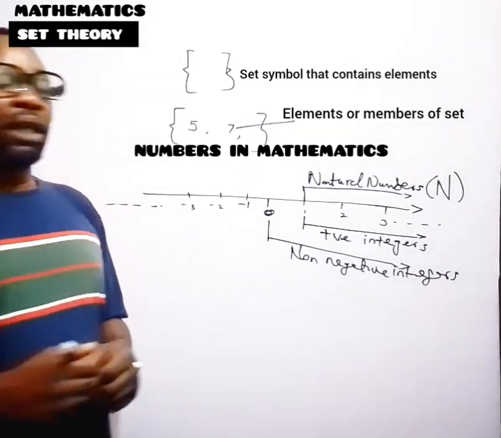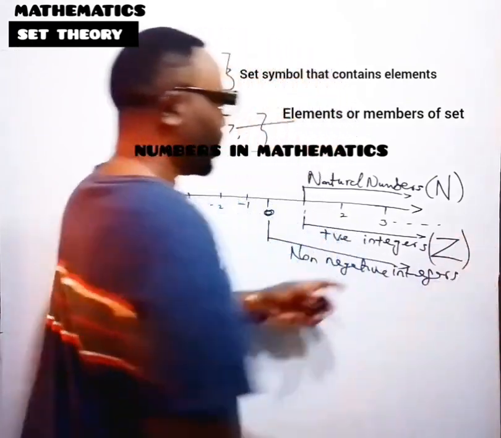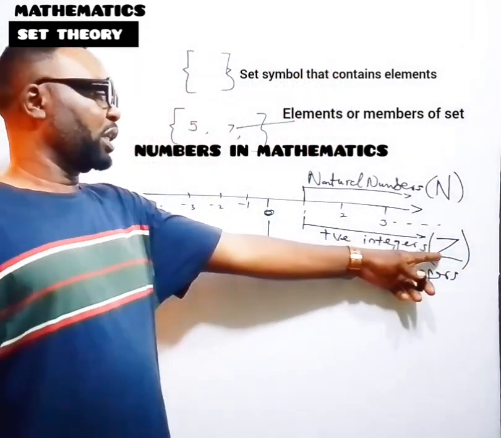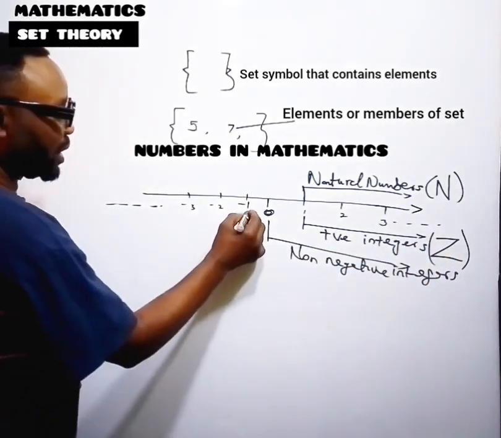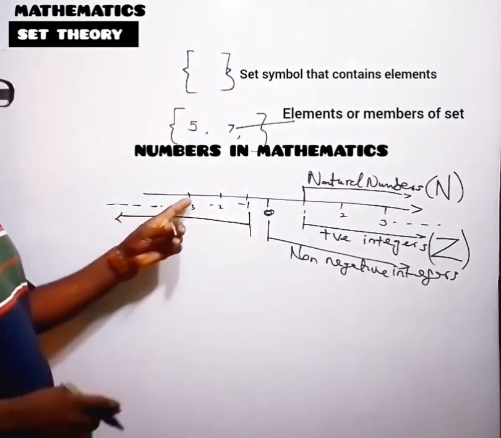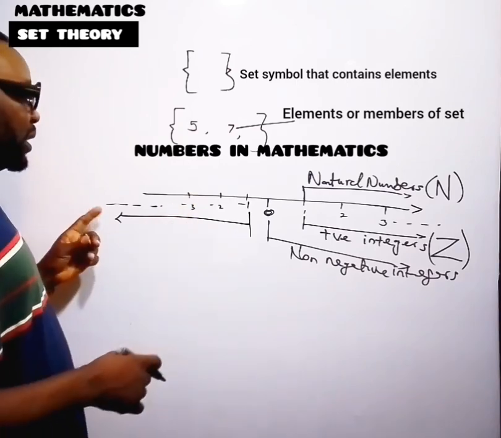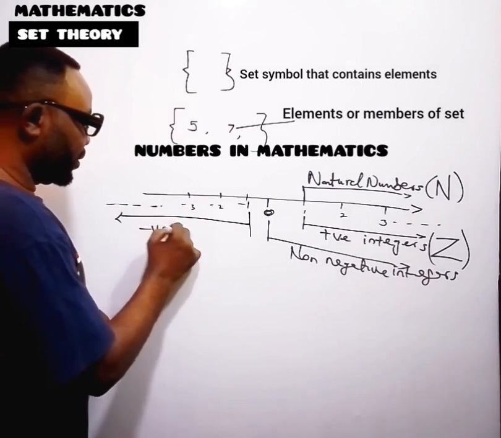In other words, the integers are represented by this symbol, capital letter Z. That is the symbol that we use in representing the integers. Now, the numbers that are in the negative part here, from -1, also whole numbers, towards this left-hand side like this, are called the negative integers.